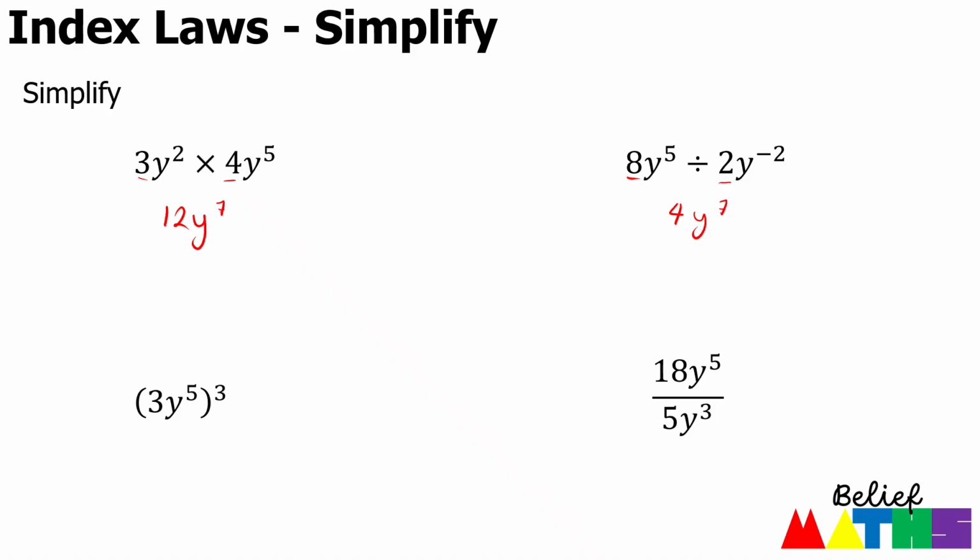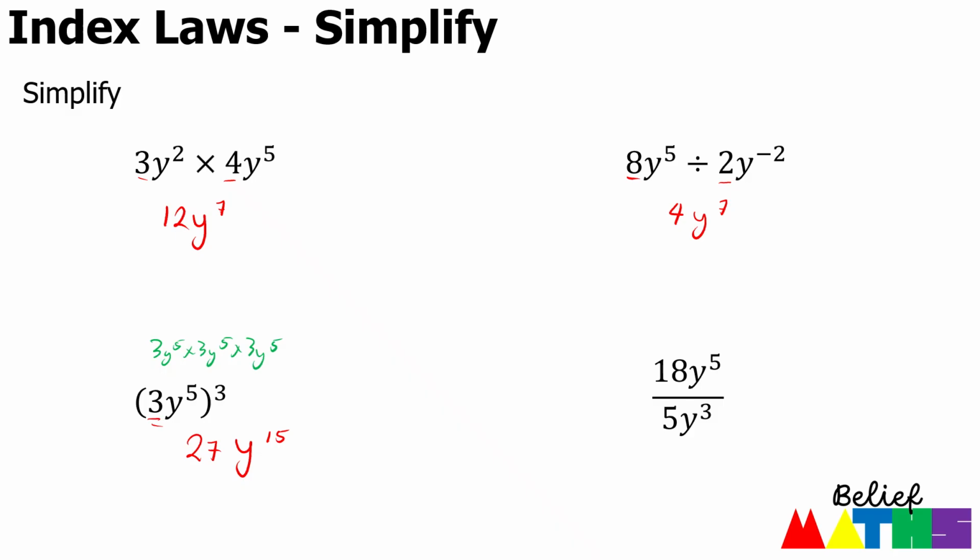This one is often one that people make a mistake on. It is y to the 15, but you also have to work out 3 cubed, which is 27. Now what I recommend you do is you think of this as 3y to the 5 times 3y to the 5 times 3y to the 5. And now it makes sense why we do 3 times 3 times 3. Okay, so we just remember to cube that coefficient as well.